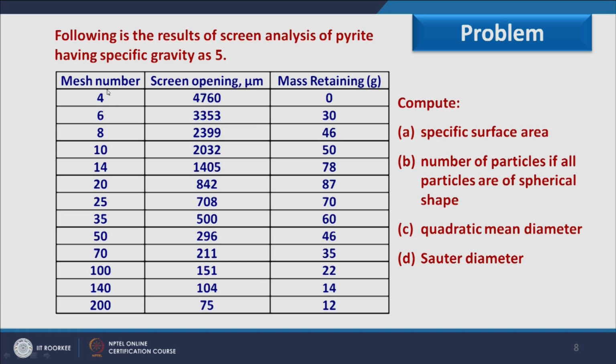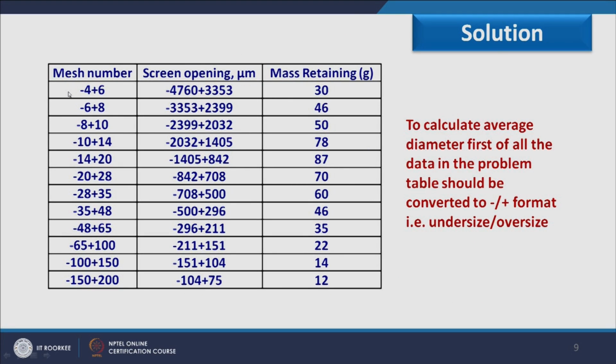So, whatever is passed from the 4th screen is retained on the 6th screen, which is equal to 30 gram. The same we have represented over here, that is -4 plus 6. If I consider the screen opening, that is -4760 plus 3353 micrometer, this we have shown, and corresponding to this we have the mass fraction equal to 30 gram. Similarly, we can show the rest of the fractions in minus plus format to compute the average diameter of particles in each fraction.